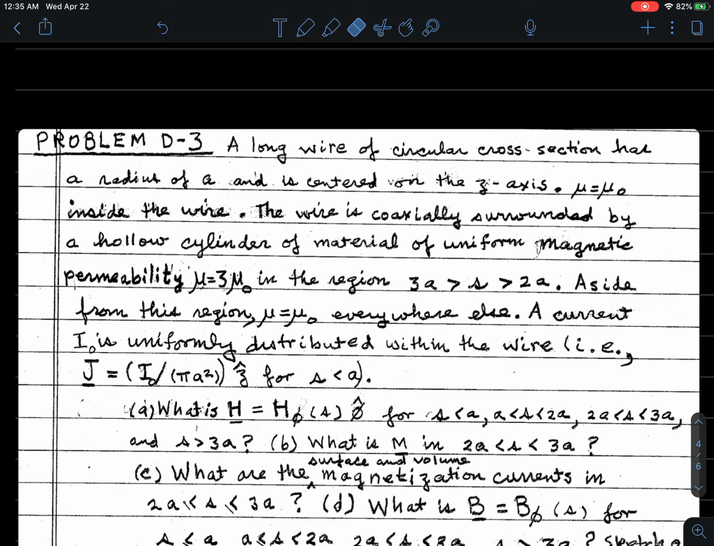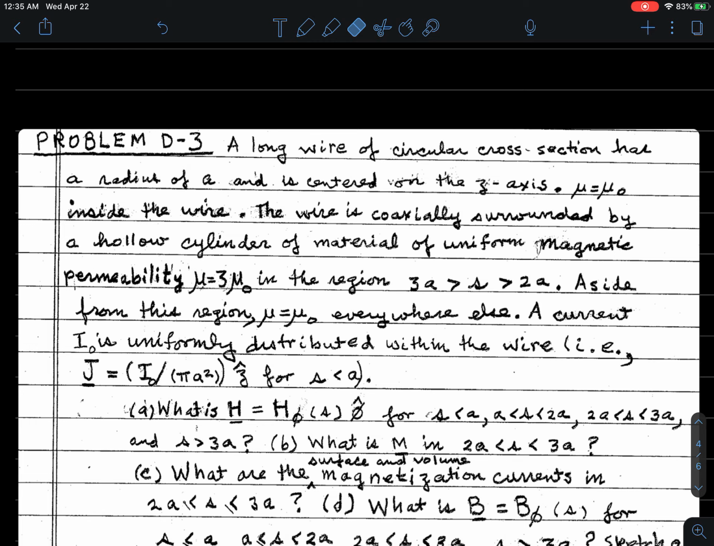The wire is coaxially surrounded by a hollow cylinder of material of uniform magnetic permeability mu equals 3 mu naught in the region where s is between a and 2a. Aside from this region, mu is equal to mu naught everywhere else. A current I naught is uniformly distributed within the wire. That is, the current density is I naught divided by pi a squared z cap, so the current is in the z direction when s is less than a.